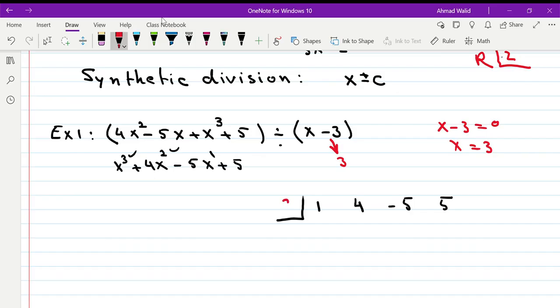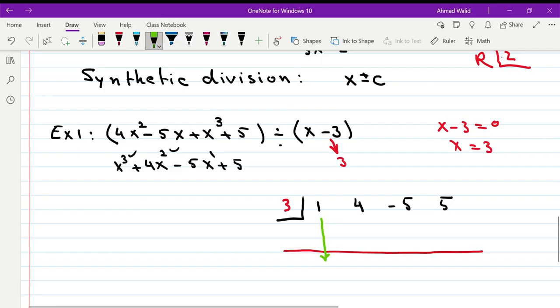I'll bring down here 3. Now draw a line here. How to start? Bring down your first number all the way under this line. Correct? Here, 1.